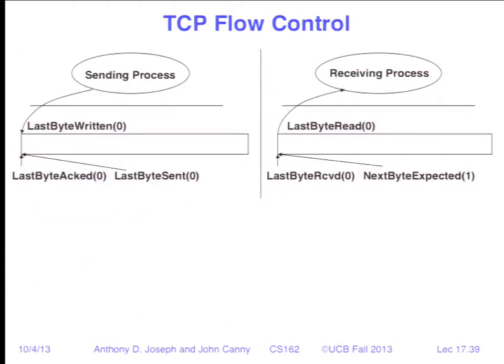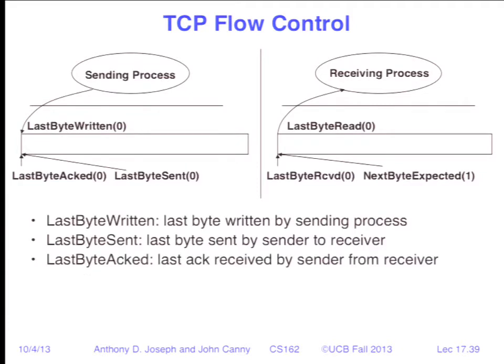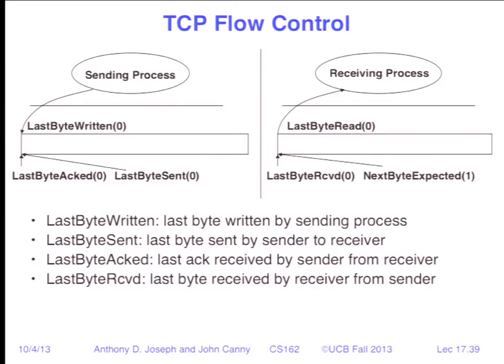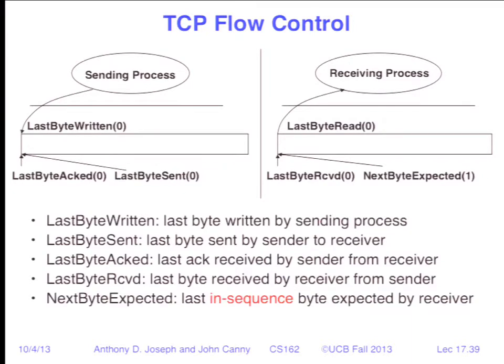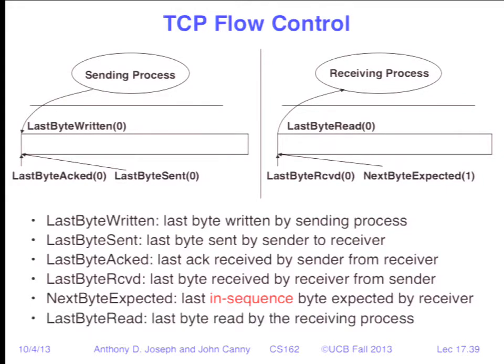Now, with TCP, lots of variables we've got to keep track of. The last byte that was written by the sending process, the last byte that was acknowledged by the receiver, the last byte that was sent by the sender. And then on the receiver side, we have three more variables we have to keep track of. The last byte we received from the sender, the next byte that we're expecting, so the next in-sequence byte, and then the last byte that was read into the receiving process.